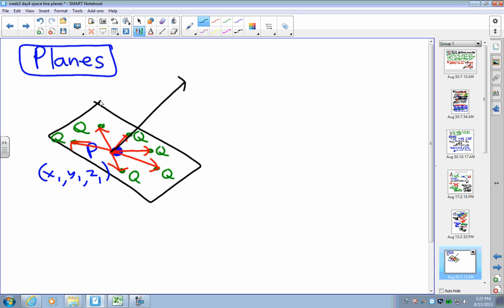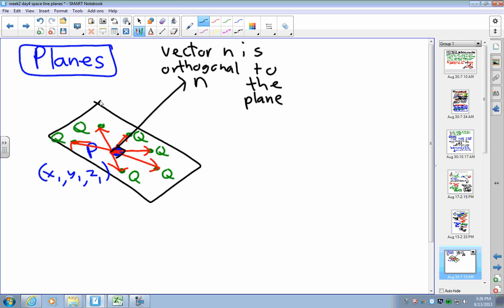And that vector's characteristic compared to the plane itself is it's going to be perpendicular to the plane, which means it's perpendicular to all of those red vectors in the plane. Okay? So I'm going to call this vector n. A lot of times you can think n means normal, and normal means perpendicular. Okay, so vector n is orthogonal to the plane.